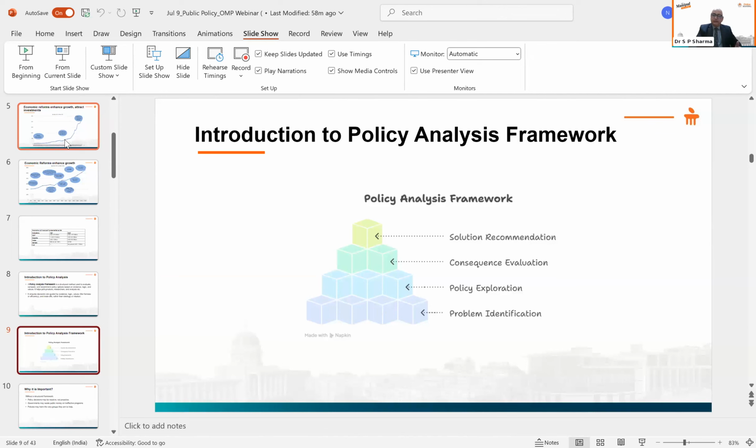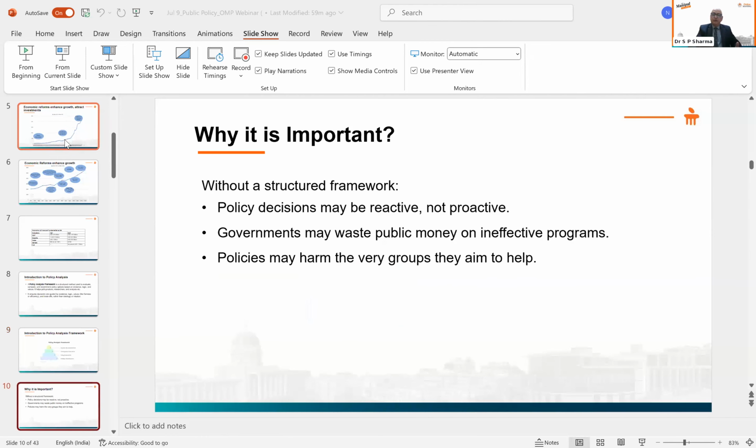Then comes the solutions, and then they recommend to the government that this should be the criteria for the development of such kind of large SEZ at that particular place. So without the structured framework, if we are not focusing on the policy decisions to be undertaken, then that may be reactive, and people may come forward with their reaction, and there will be a lot of wastage of money and ineffectiveness of the program, and that policies may be counterproductive and harm the whole society.